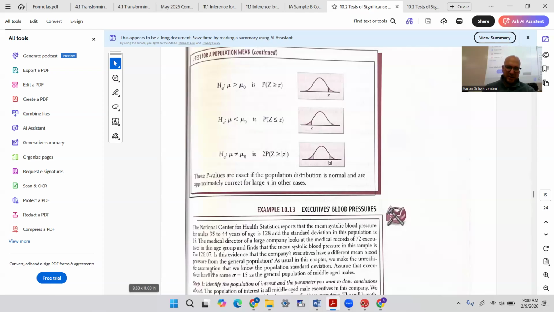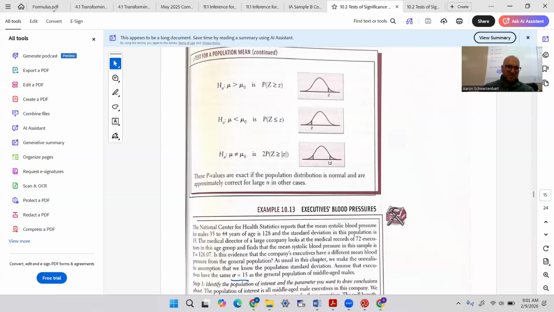As usual in this chapter, we make the unrealistic assumption that we know the population standard deviation. So what we're doing here is we're assuming that the standard deviation of the executives at this company, because that's what he's trying to make conclusions about, is the same as executives nationally. That's an unrealistic assumption, but it's probably not a particularly bad assumption. Once you learn t-tests, we just do it with a t-test, but that's a pretty reasonable assumption that the standard deviation would be the same as the overall general population.